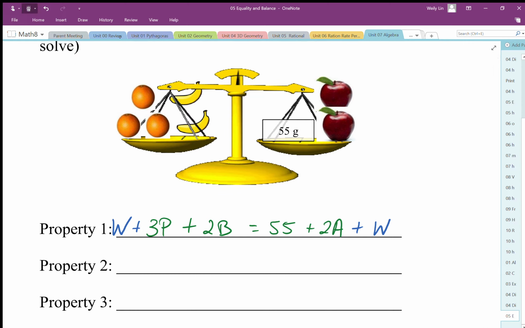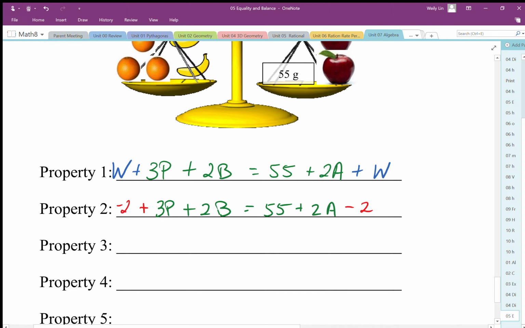Property 2, and again come up with your own examples, but property 2, I start with the original 3 passion fruit, 2 bananas, 55 grams, and 2 apples, and I'm going to take away 1 apple here, and I'm going to take away 1 apple here. Okay, and that would balance both equations. I can take away 2 kilograms and take away 2 kilograms from this side, and that would keep it balanced. So as long as I take away the same amount from both sides, I'm going to keep it balanced.